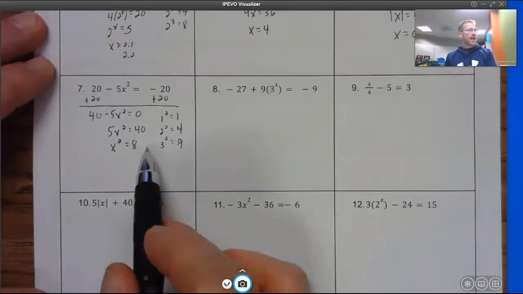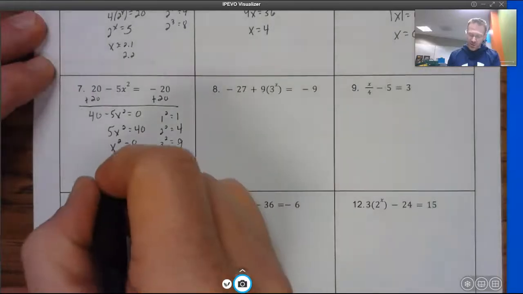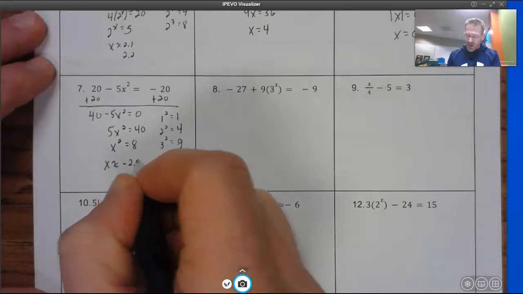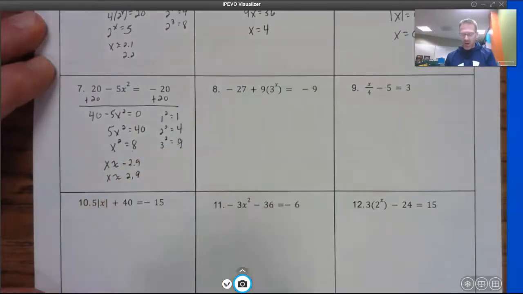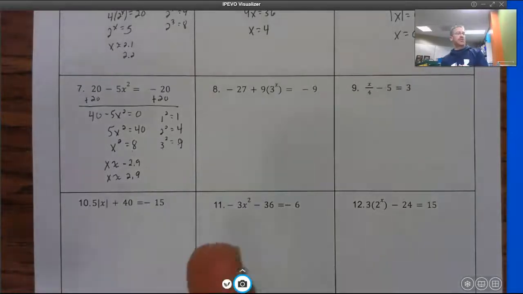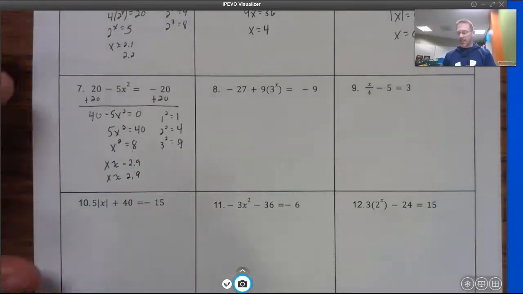Now notice this time, my answer is closer to 9, so my answer is going to be closer to 3. So I'm going to say x is approximately negative 2.9, and x is approximately 2.9. And remember, we still get two solutions, right? We still get that negative version and that positive version. We're just estimating them. If that doesn't make sense to you, make sure you ask a question about that. We'll look at a few examples in class if you need a little bit more to get to that.